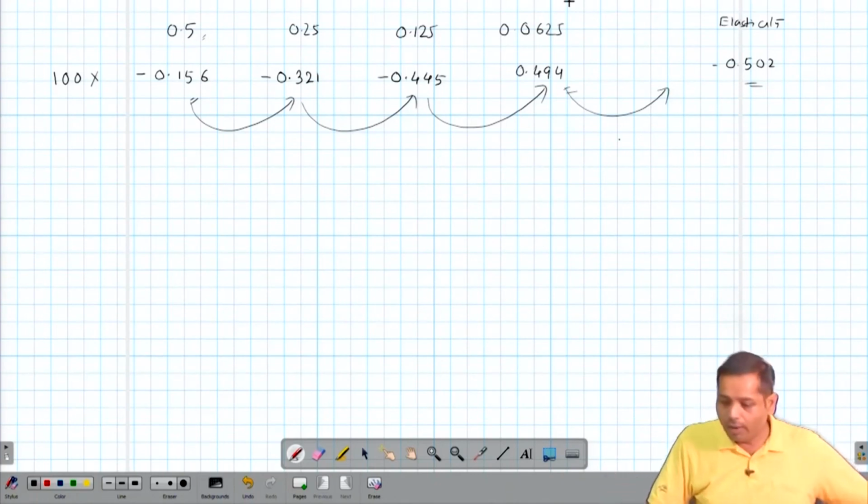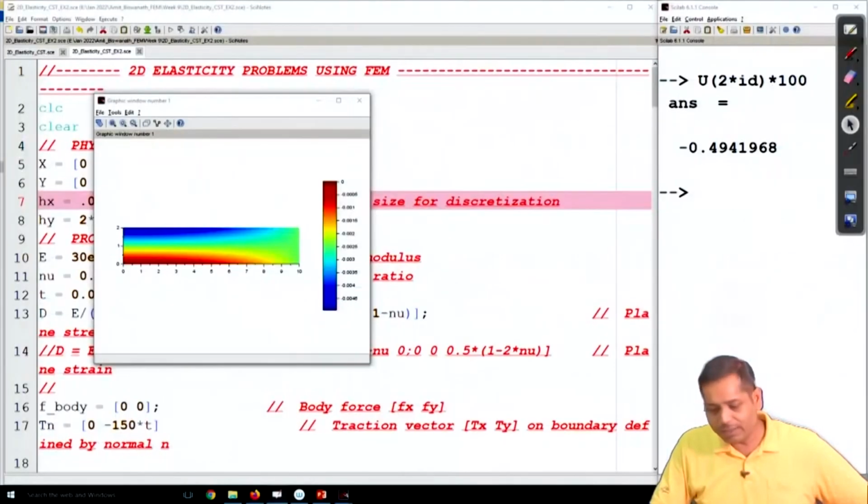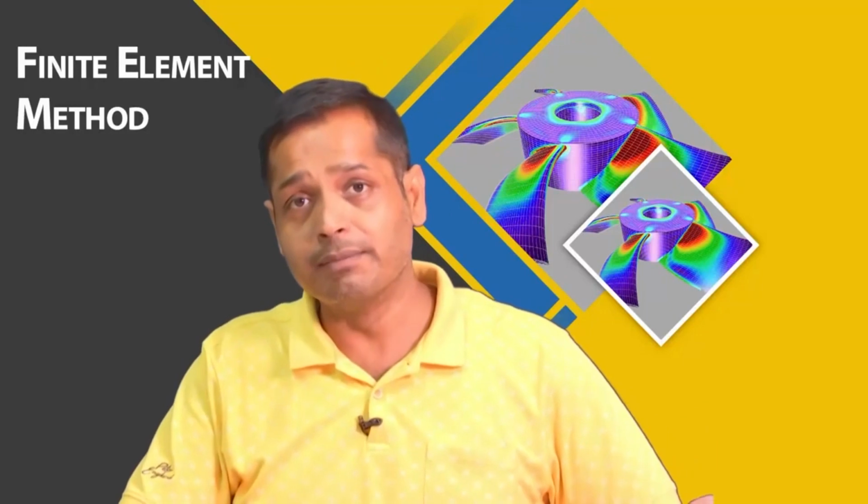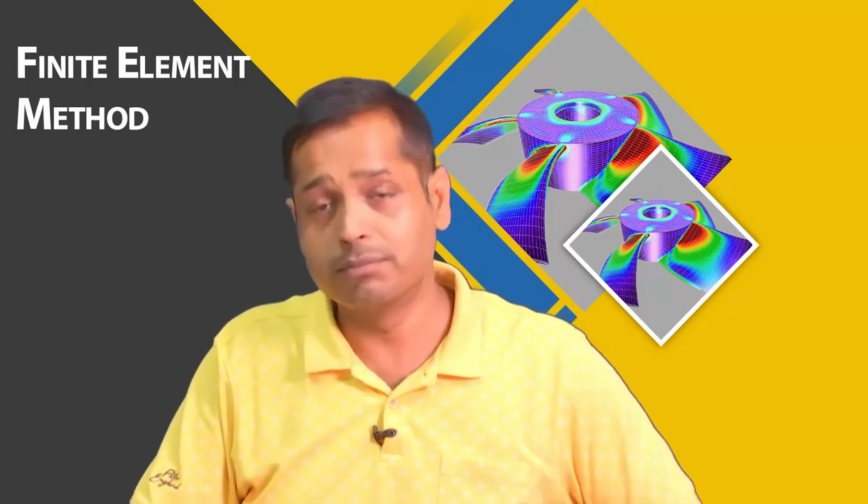Okay, now let us stop here today. So next class we will again take similar examples but with different elements, quadrilateral elements, for which we need isoparametric formulation. Here for the triangular element, we could do without isoparametric formulation, but with quadrilateral elements we have to use isoparametric formulation. That we will discuss in the next class.